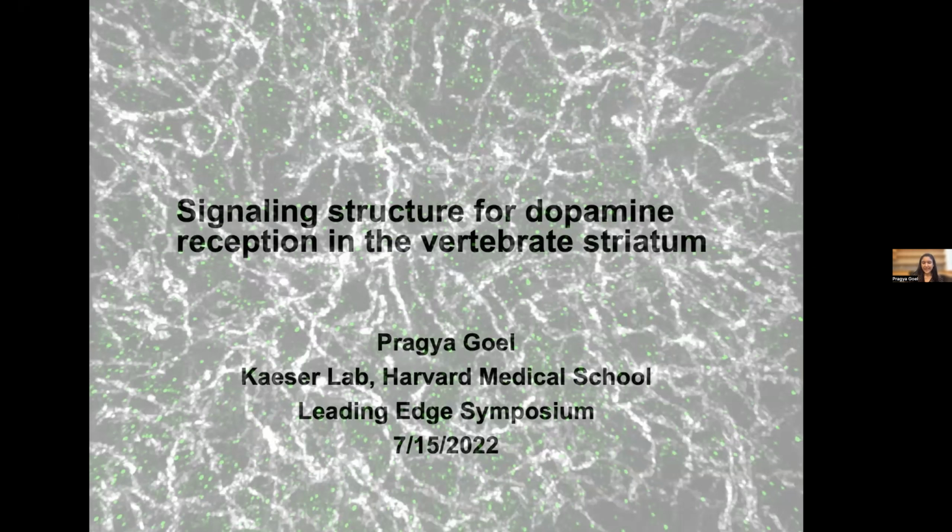I'd like to start by saying that a lot of beautiful work over decades has uncovered the signaling structures, meaning the precise release and receptor organization, in the case of neurotransmitters such as glutamate and GABA. For dopamine, serotonin, and acetylcholine, this exact signaling structure is still unclear. And so as a postdoc in the Kaiser lab, this is what I wanted to figure out for the neurotransmitter dopamine.